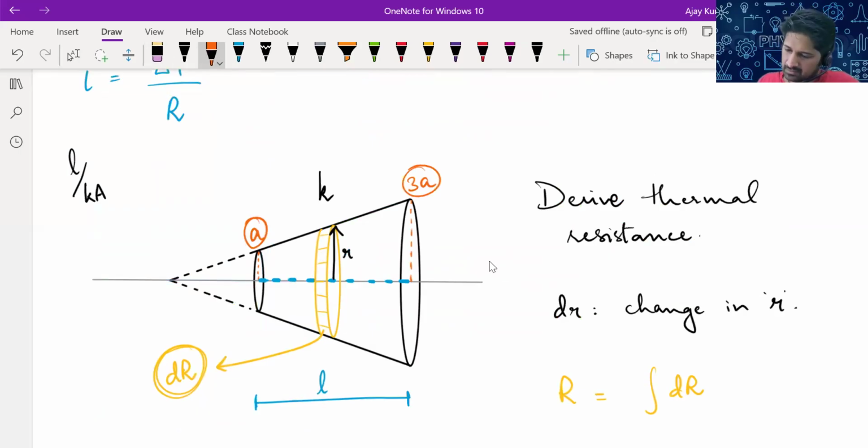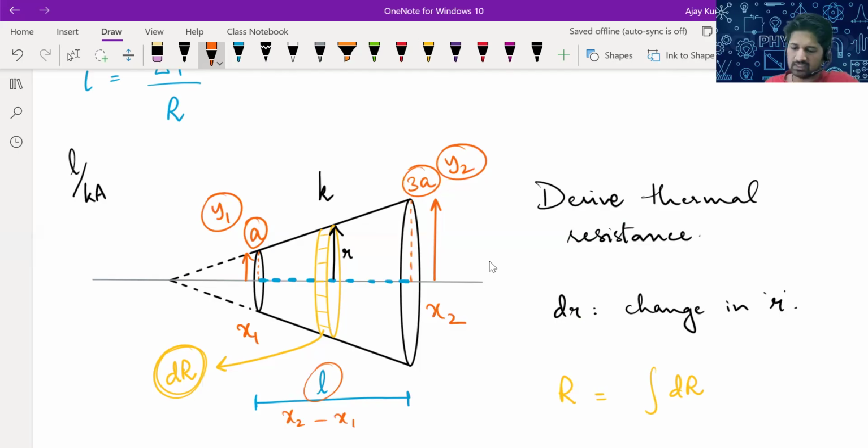In the original diagram, the last y coordinate is 3a. You can treat that as y2. The first y coordinate is a. You can treat that as y1. So y2, y1 are known to us. Next, x2, x1. We don't know the distance of the last part of the cone. We don't know the distance of the first part of the frustum. But x2 minus x1 will be equal to L. That we can say. This last x coordinate is x2. This first x coordinate is x1. We don't know those values separately, but x2 minus x1 is the length of the frustum.